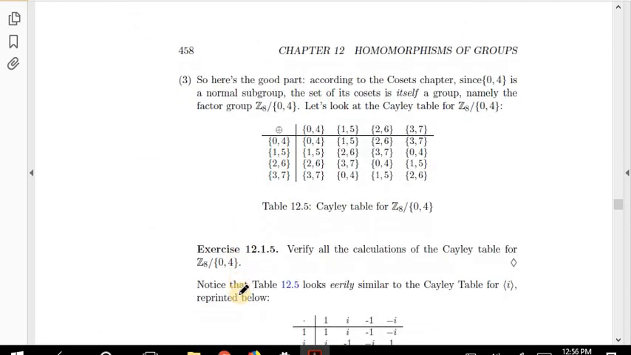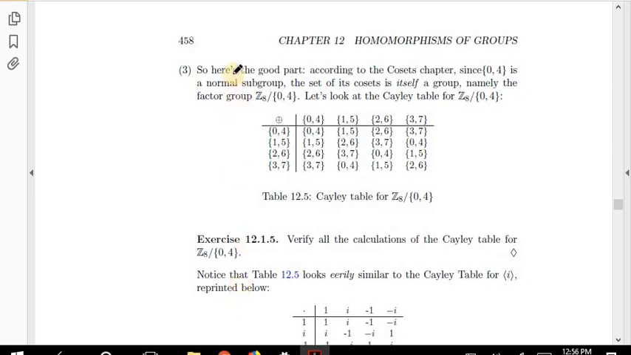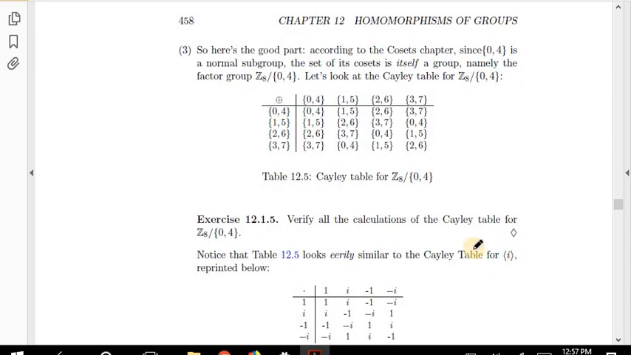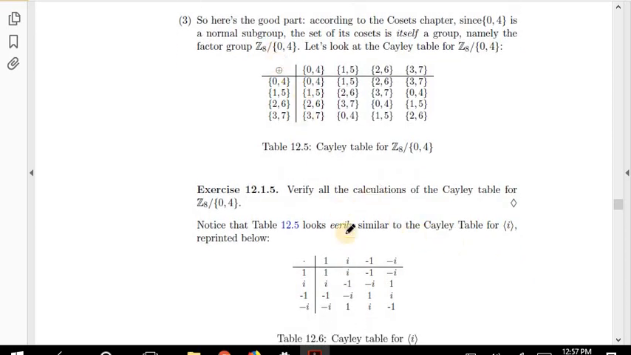Okay. Now, since {0, 4} is a normal subgroup, and the set of cosets itself is a group, I can create the factor group, right? So let's look at the factor group, where we take the cosets of {0, 4} in Z8, and we take this result. Now, if you look at this result, and you think of the result for the cyclic group generated by i, in fact, you see a similarity. In this case, we actually have an isomorphism. You still get the same pattern.